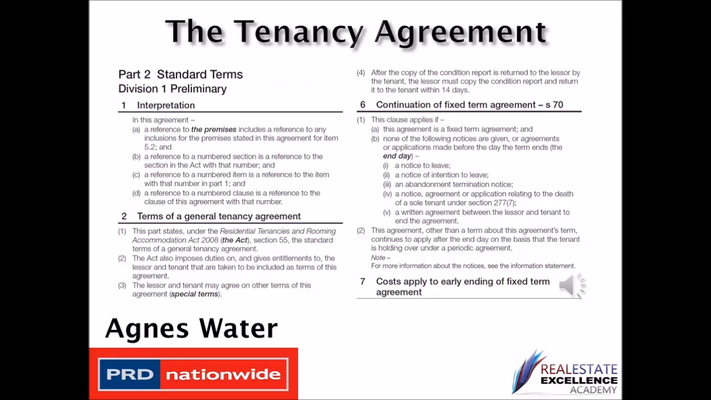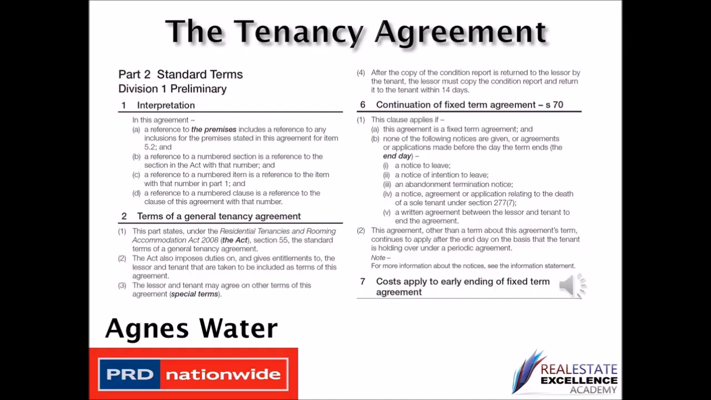The Form 18A is made up of 44 standard terms. These standard terms are the law and non-negotiable. Please be sure to review all of the terms before signing the agreement. If you have any questions, be sure to speak to your property manager at the end of this presentation.